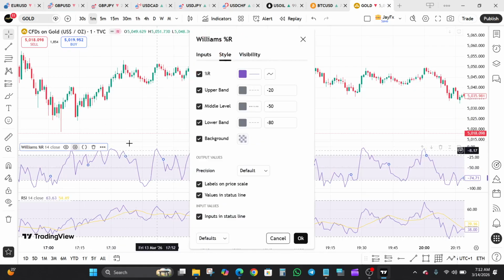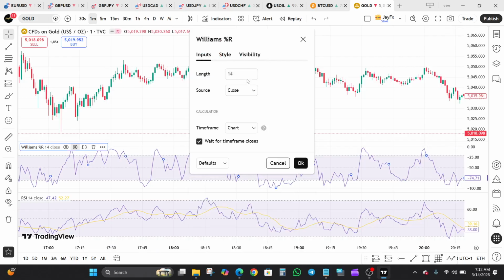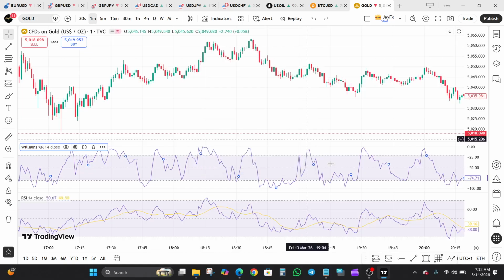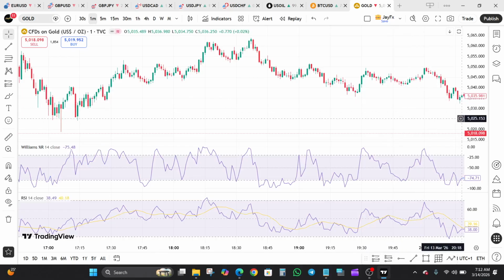If you go to the settings, you will see that you can determine your period, the length. The indicator ranges from 0 to minus 100, as we can see. Readings near 0 typically indicate overbought conditions, while readings near minus 100 suggest oversold conditions.